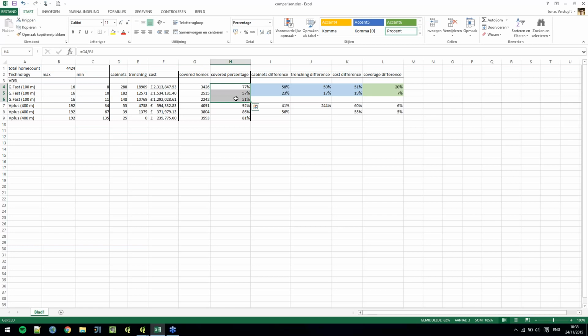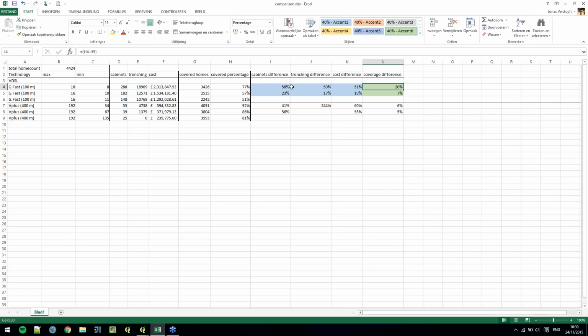Definitely in very rural areas where the distance between the homes is very far, increasing this number will mean a lower covered percentage. Of course, together with lowering the coverage, the total cost will also lower, and the amount of cabinets and trenching will also go down significantly. Now, if we have a look at the difference in coverage, looking at a minimum of 8 or 10, this is a coverage difference of 20%. We go from around 60 to around 80% coverage.